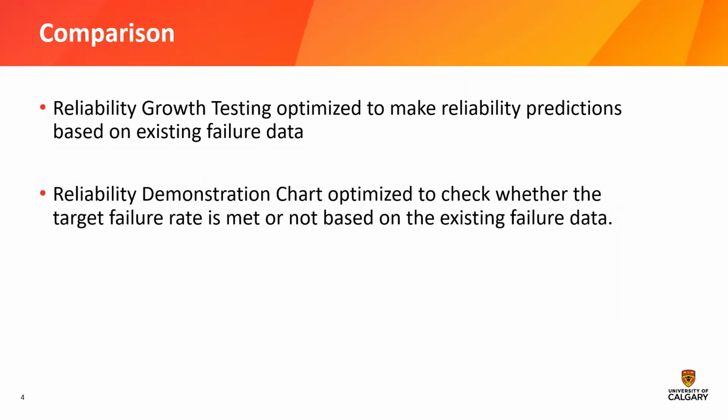Both RGT and RDC are used to get the reliability statistics of the SUT. However, in our opinion, RGT is optimized to make reliability predictions based on the existing failure data, whereas the reliability demonstration chart is optimized to check whether the target failure rate is met or not based on the existing failure data.